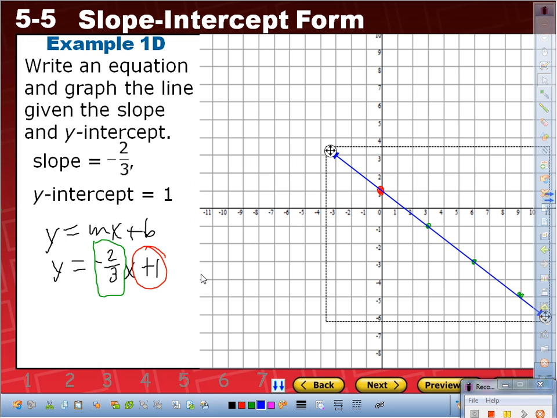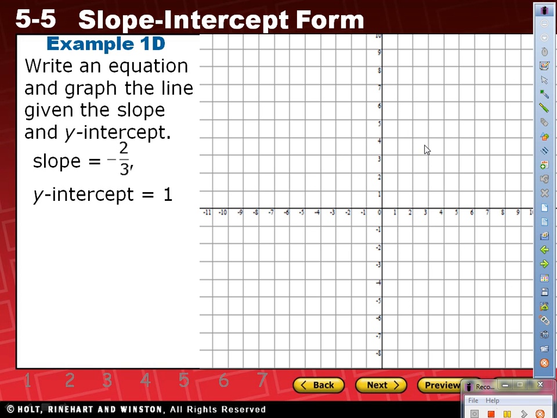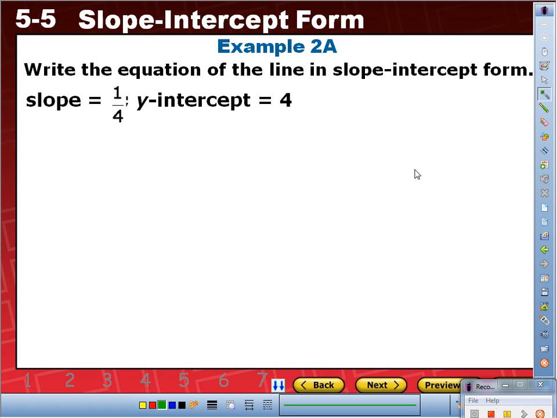Questions, comments, autographs? No? All right. So now we're done with graphing for right now. Let's go back to our Cornell notes. Copy this next one down, please, on your Cornell notes. Example 2A. They want us to write an equation of the line in slope-intercept form, and they give us the slope and the y-intercept. Write the equation in slope-intercept form, given slope 1/4 and y-intercept 4.